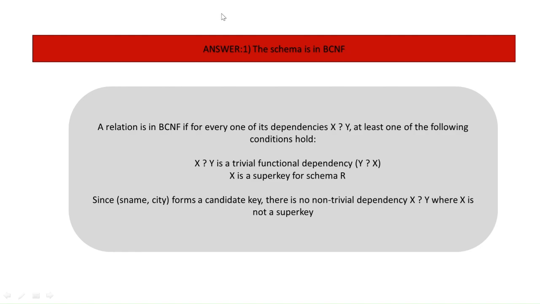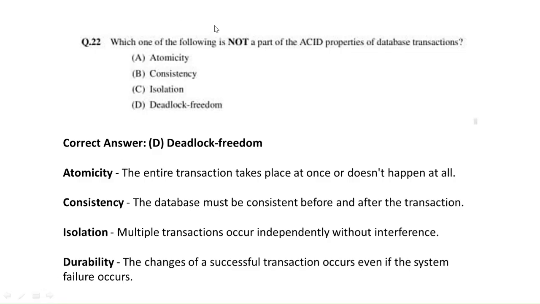So the answer of this question is 1. The schema is in BCNF. Next question is, which one of the following is not a part of ACID properties of database transaction? Atomicity, consistency, isolation, deadlock freedom. So the correct answer is deadlock freedom.